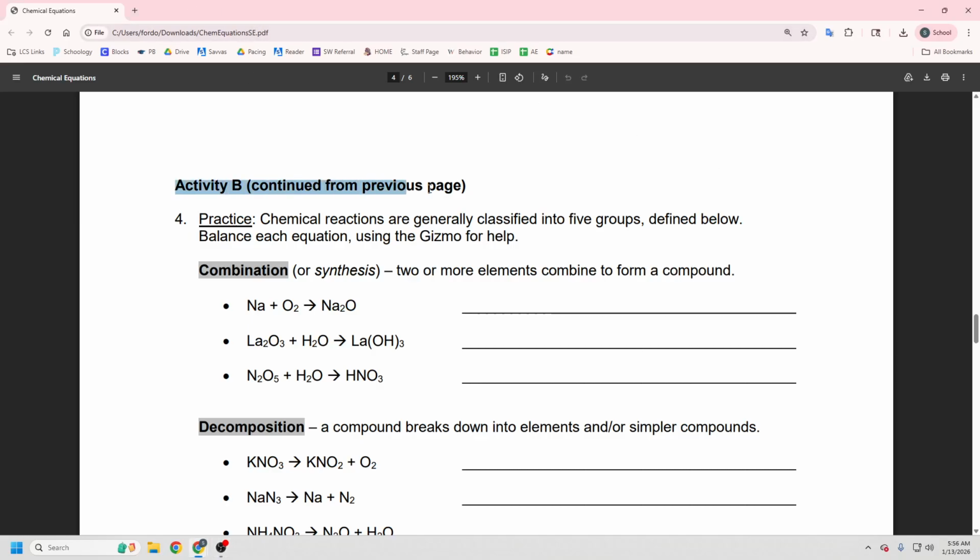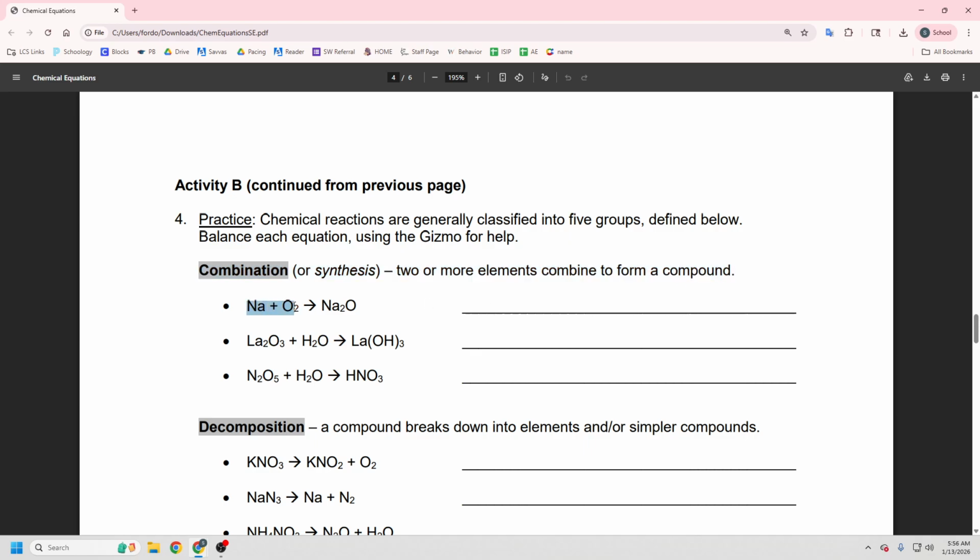Activity B continued. Practice. Chemical reactants are generally classified into 5 groups defined below. Balance each equation using the Gizmo for help. The first type is combination or synthesis. This is when you have 2 or more elements combining to form a compound.